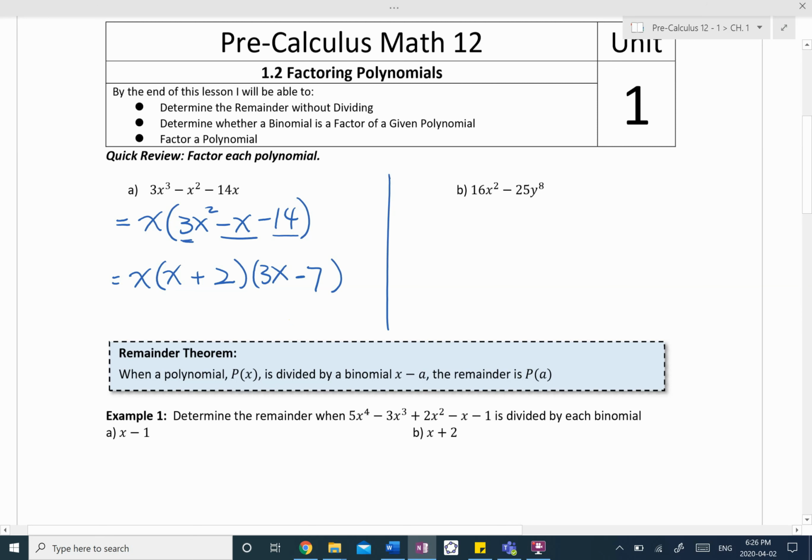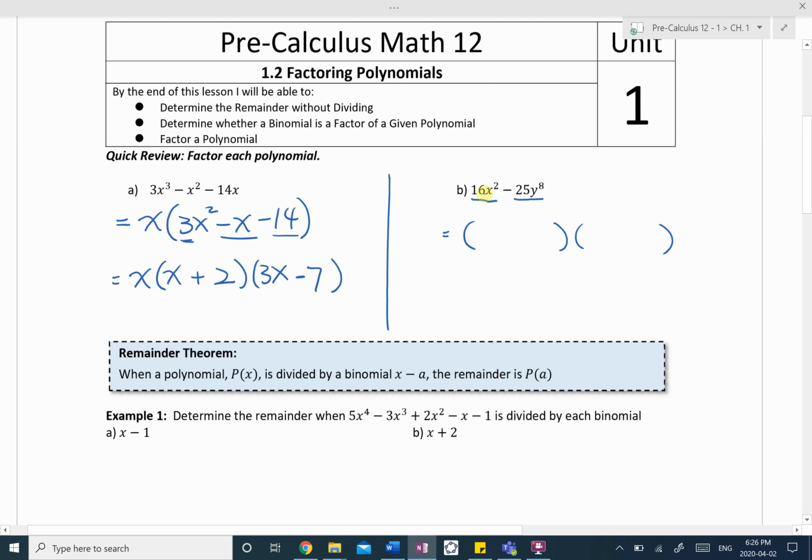Okay, for part B, this one is a special case. This is a difference of squares. You can see both 16x squared and 25y to the power of 8 are perfect squares. So this is a special case, difference of squares.